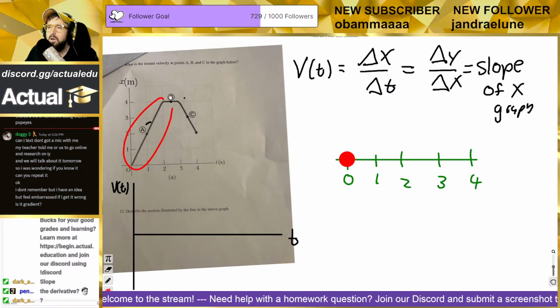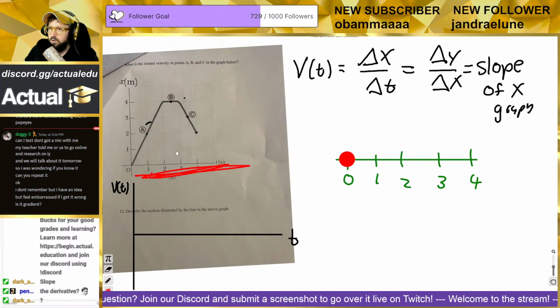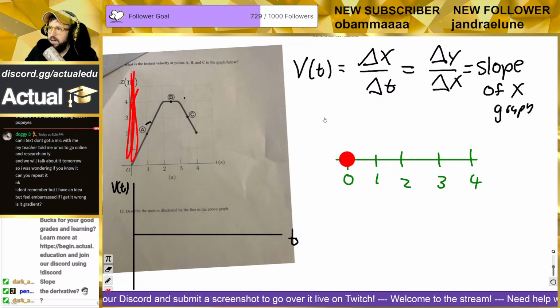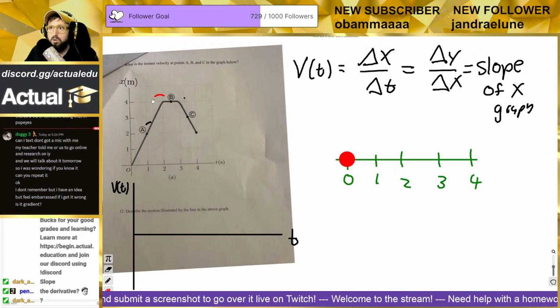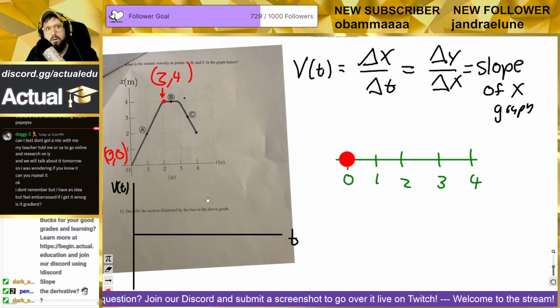Okay. So the slope of this is the velocity. Does that make sense here? Velocity is delta x over delta t, which is the same thing as delta y over delta x. So that's the slope. Let's look at the slope from 0 to 2 seconds. What is that slope, if you had to calculate it? See how this is 0, 0? And then this is 2, 4, right here. What would that slope be?